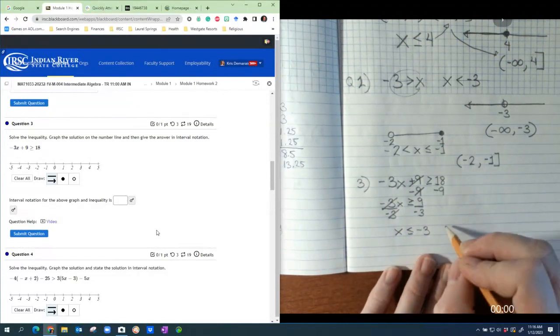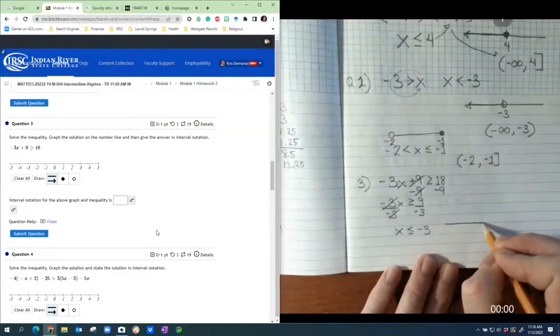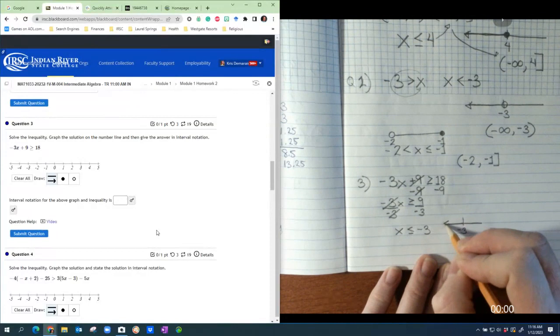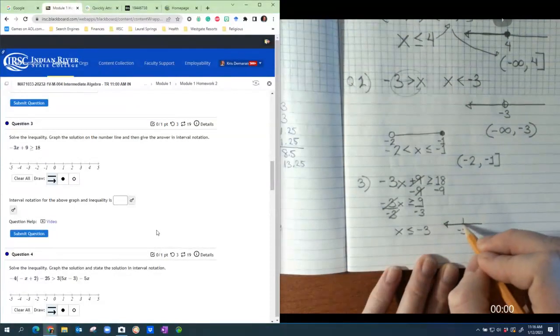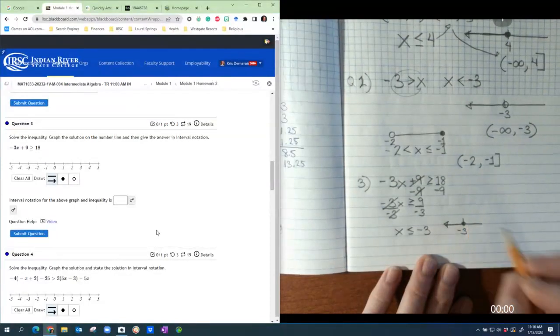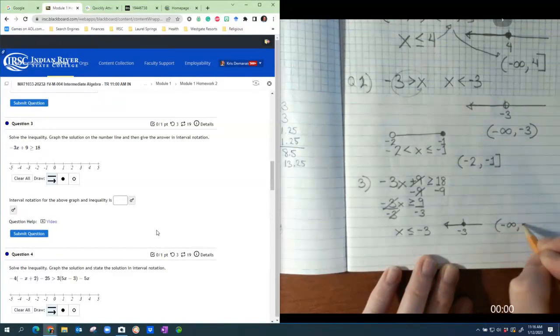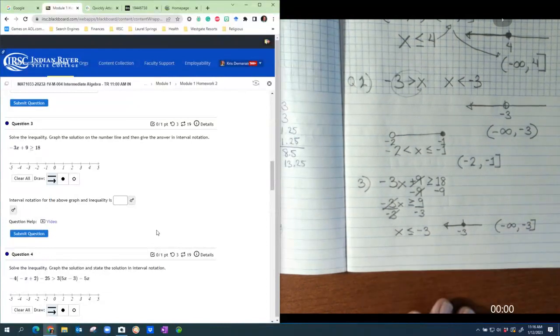Now graphing it, we notice it's pointing to the left. So we're going to put an arrow to the left. We're going to put a closed circle at the value of indication. And then for the interval notation, we would put -infinity to -3 closed bracket. And that is the answer that we're looking for here.